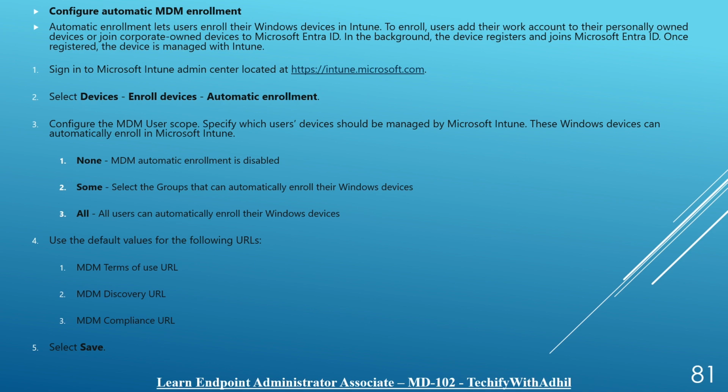Sign in to the Microsoft Intune admin center, intune.microsoft.com. Then under Devices, Enroll devices, click on Automatic Enrollment. Configure the MDM user scope. Specify the users whose devices should be managed by Intune, so these Windows devices can be automatically enrolled to Microsoft Intune.